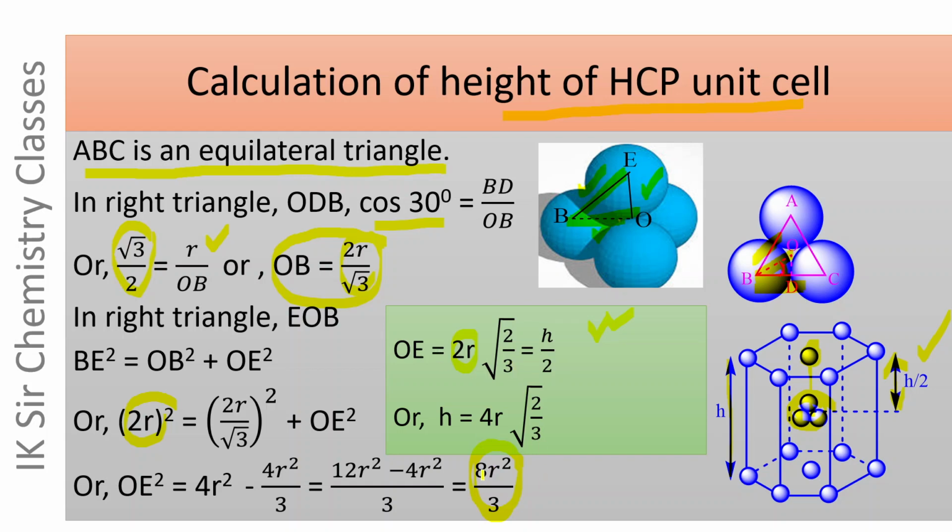It will be equal to 4R square into 2 by 3. The square root of 4R square will be 2R under root 2 by 3, and it is equal to h by 2, as we have discussed earlier. EO is equal to h by 2, and accordingly the height of HCP unit cell will be twice of this quantity, 4R under root 3. This is the height of HCP unit cell as used in the previous slide.